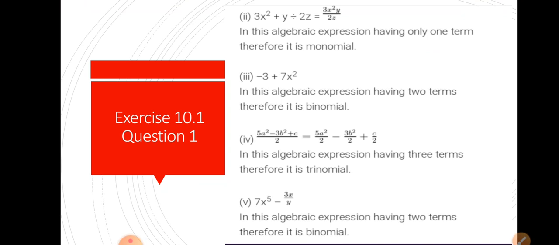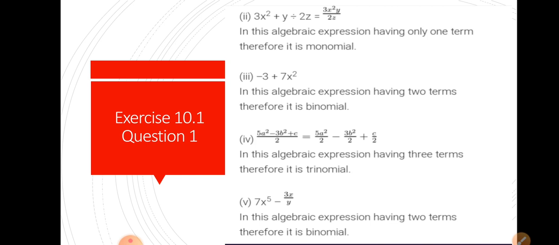Next expression: -3 plus 7x square. Now, -3 and 7x square we can't combine because they are not like terms. Therefore, there are two terms. One is -3 and the second term is 7x square. Therefore, it is a binomial. Next, 5a square minus 3b square plus c. We can write it as 5a square upon 2 minus 3b square upon 2 plus c upon 2. They have three terms, therefore it is a trinomial.